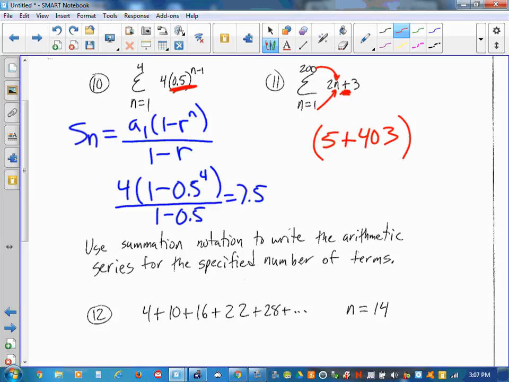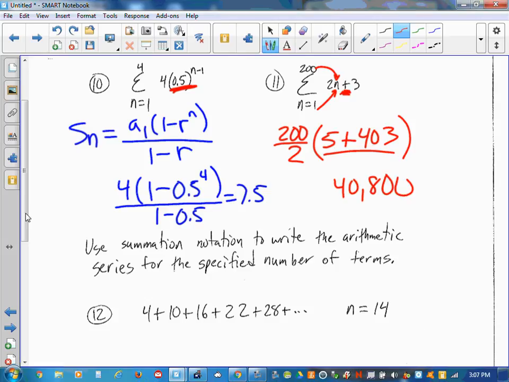First term, last term, half the number of terms. There's 200 terms. How do I know that? Because you're going from 1 to 200. So there's 200 terms divided by 2. So this would be 408, and then the first part there's 100. So it's 408 times 100 would be 40,800.